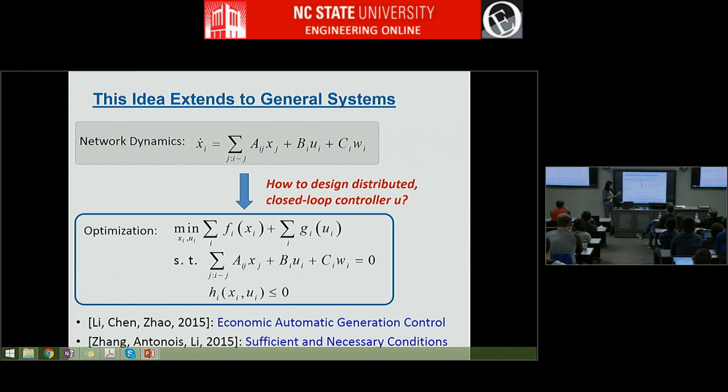What I want to say is, first, we generalized this approach to automatic generation control in the power system. It works very nicely. We call it economic automatic generation control. Secondly, we have a necessary and sufficient condition that tells people when our method can be used, and what kind of property is needed for the network dynamics. That actually tells people how special the power grid is. So let's end the first part, the load frequency control.